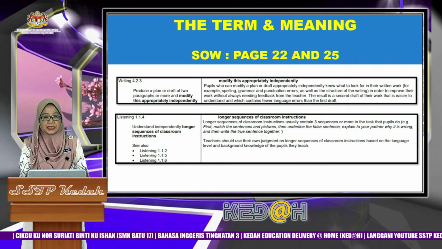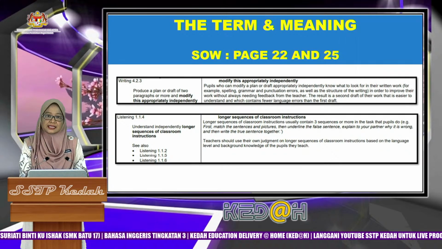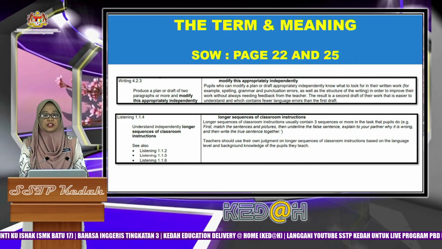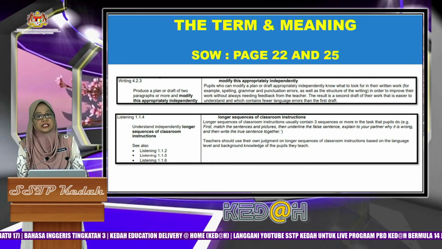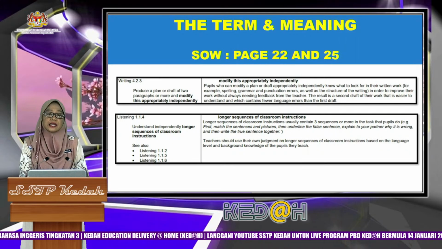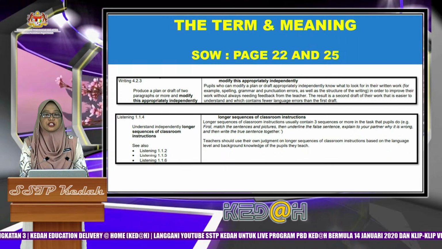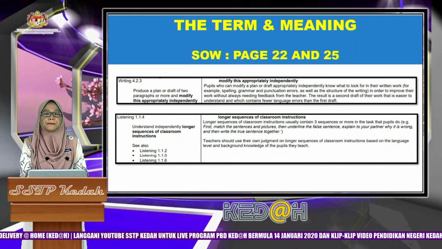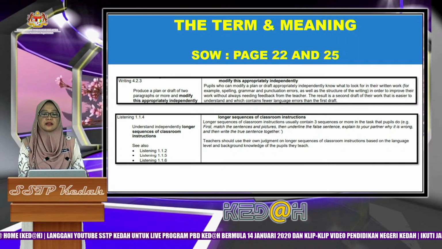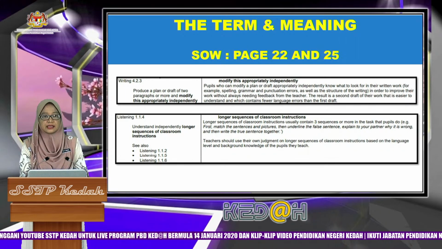For example, first, match the sentences and pictures. Then, underline the false sentence. Explain to your partner why is it wrong, and then write the true sentence together. Teachers should use their own judgment on longer sequences of classroom instructions based on the language level and background knowledge of the pupils they teach.